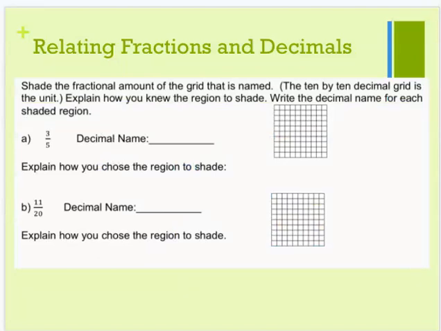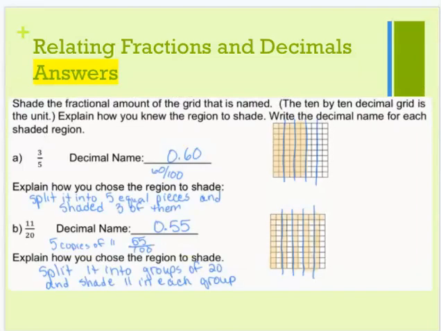Here's a couple more. How about 3/5 or 11/20? What would you do for those? I split the region into 5 separate pieces and shaded 3 of them. Then I noticed that each region would have 20 small squares in it, so 3 copies of 20 would be 60 hundredths.